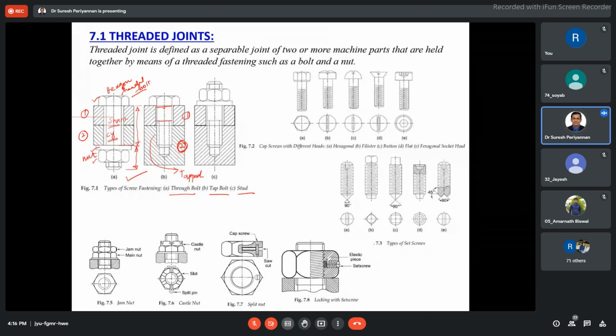Okay. Now I come to the stud. See the stud. A stud is a cylindrical rod, threaded at both ends. Here also there is thread. This is a small region, maybe sunk. The stud won't have any head. See, the first one is the through bolt. It should have a head and a nut. But when you go for a tap bolt, it's not necessary. No need for a bolt nut here.